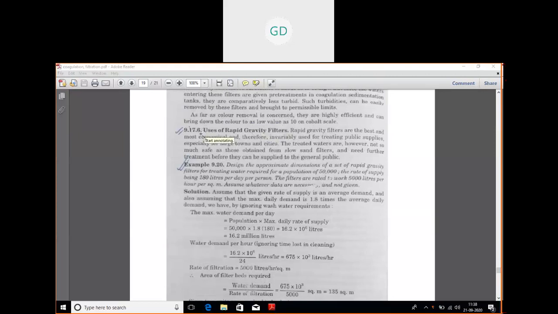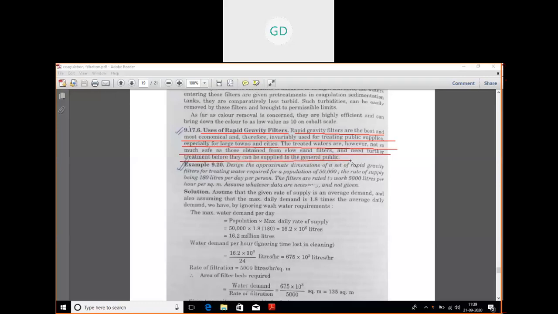What are the uses of rapid gravity filters? Rapid gravity filters are the best and most economical, and therefore invariably used for treating public supplies, especially for large towns and cities. The treated waters are, however, not so much safe as those obtained from slow sand filters and need further treatment before they can be supplied to the general public.